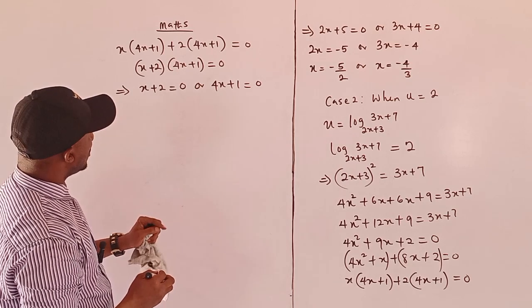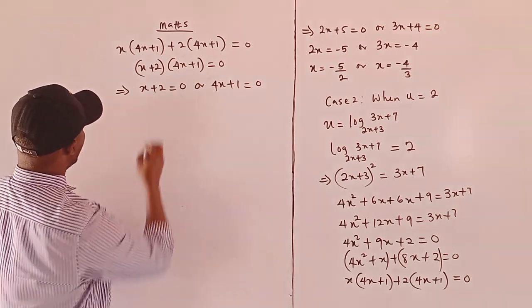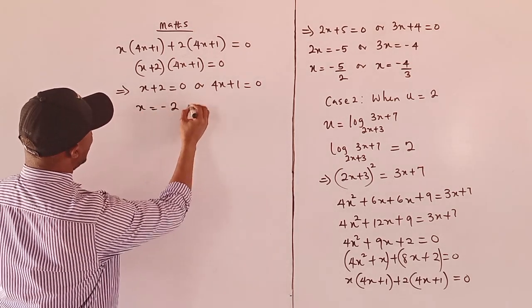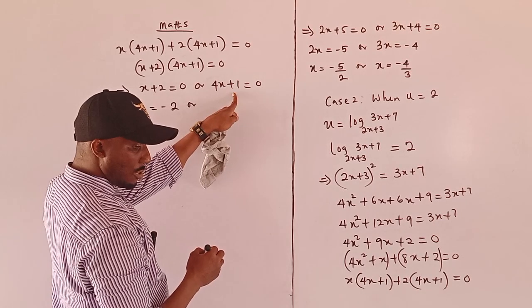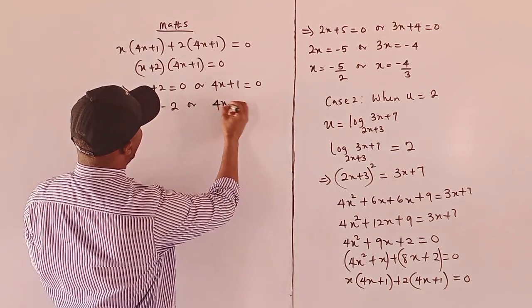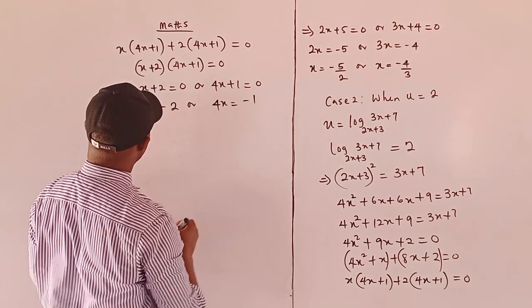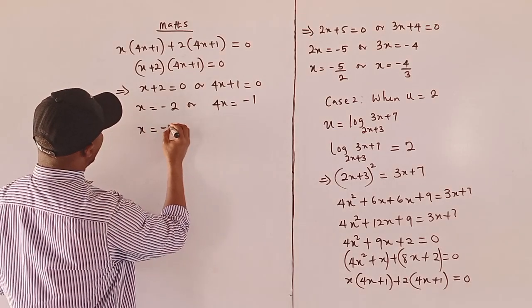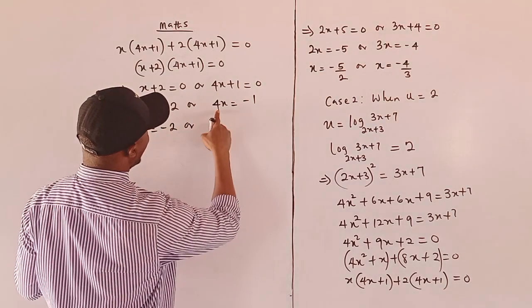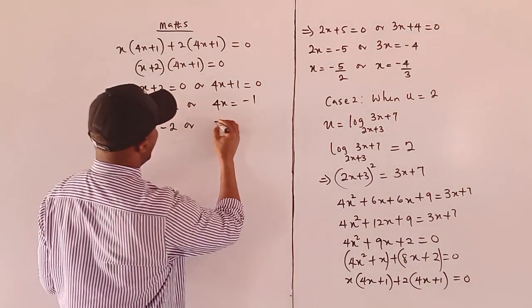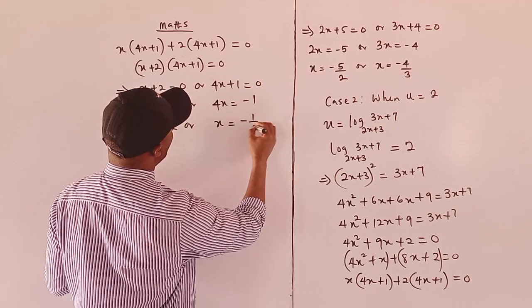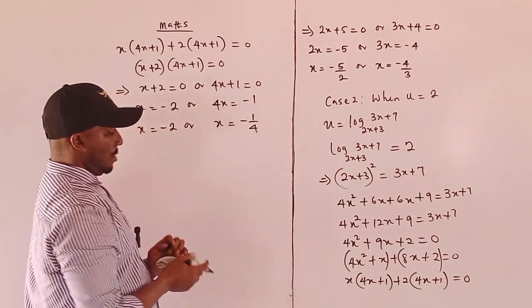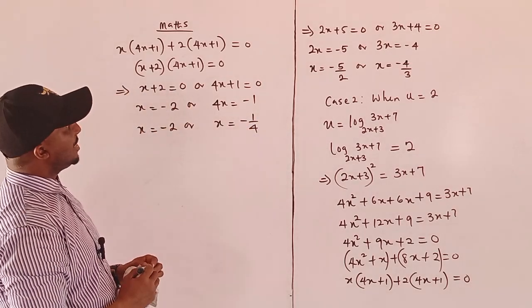The 2 crosses to the right and becomes negative, so s = -2. Here, the 1 will cross over, 4s = -1. So s = -2, or I divide both sides by 4, and I'll have s = -1/4. Okay, so far so good.